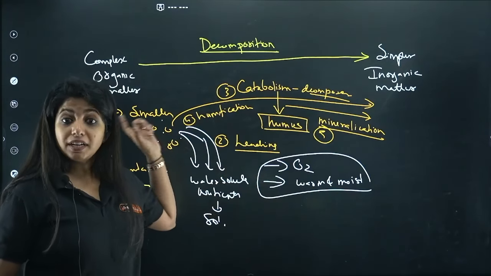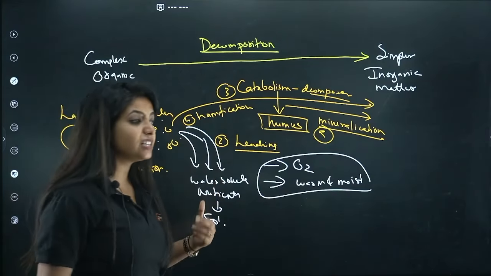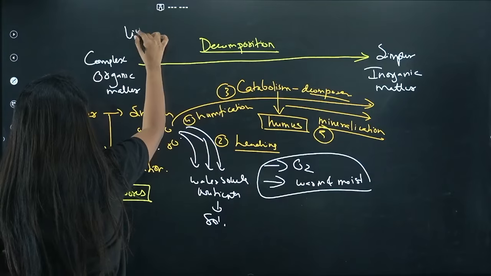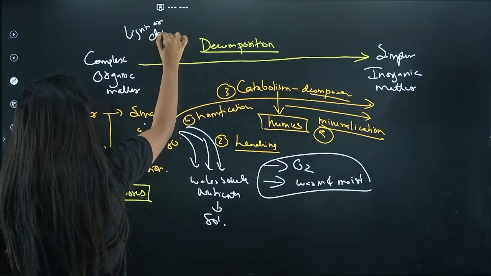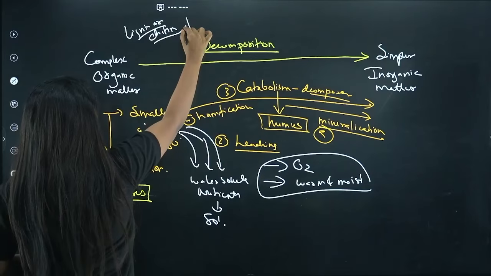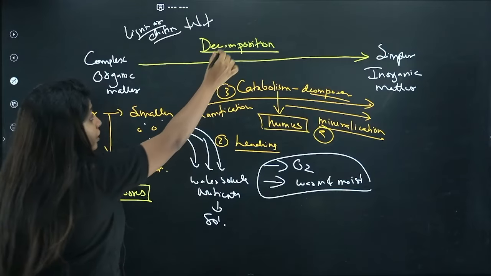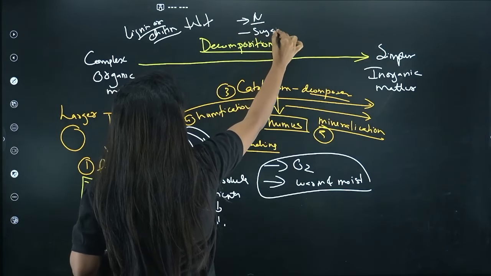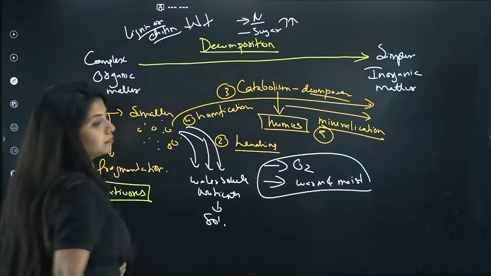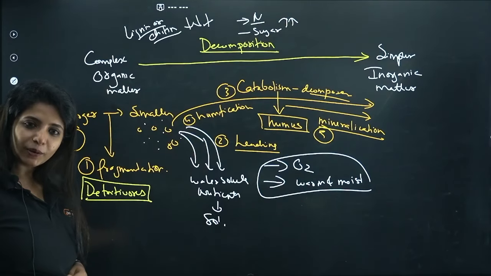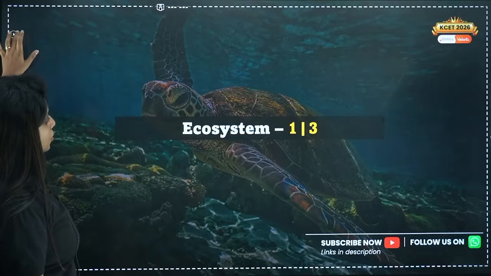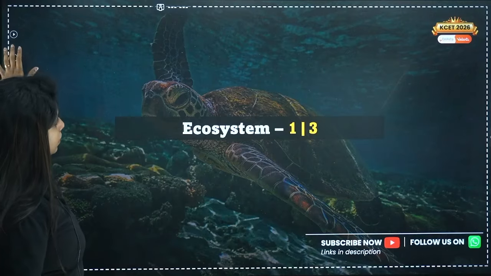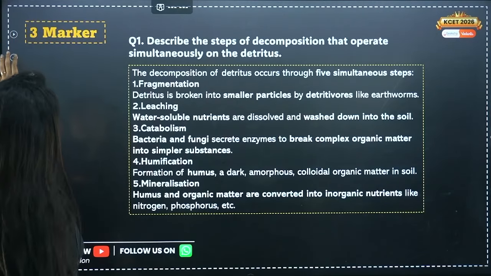If the detritus, the dead and decaying matter, is rich in lignin or chitin, the whole process slows down. And if it is rich in nitrogen as well as some sugars, the process speed increases. Okay? Yes, ma'am. So that is a question that I have over here in the form of a 3-marker that has also come in the model question paper, I believe.